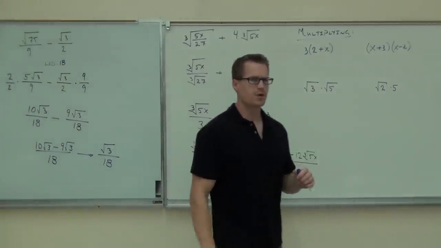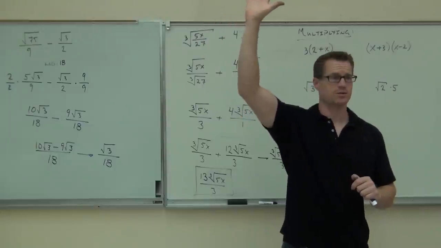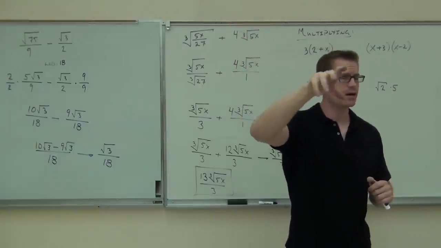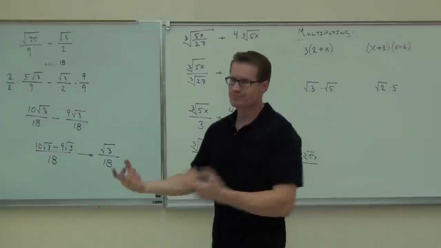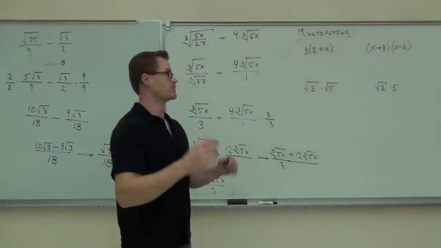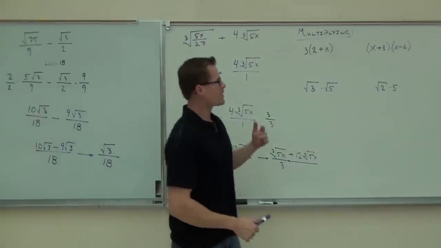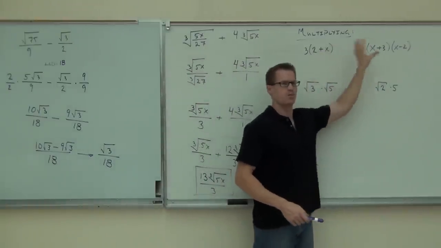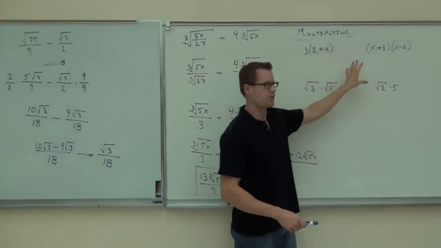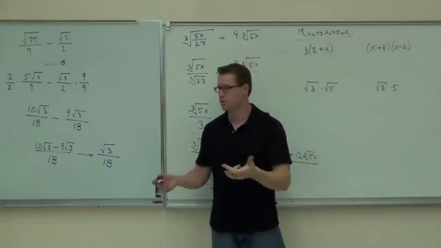Ladies and gentlemen, would you raise your hand if you feel okay adding, subtracting these radicals? Cool. So our idea is simplify, get like radicals, then we just add them by the coefficients, or subtract them by the coefficients. We're going to move on to multiplying. I want to talk about this a little bit. Do you remember how to do problems like this? This is all like a refresher. We've done every one of these problems so far in this class. I just want to make sure that we're okay with it.